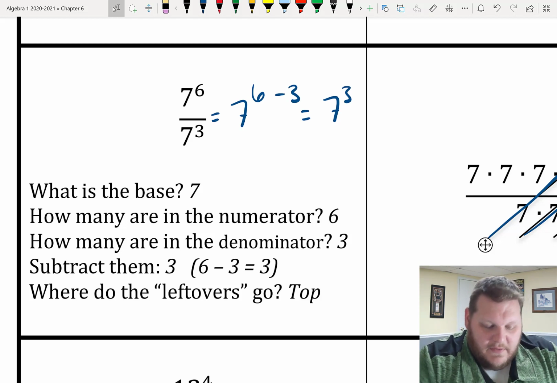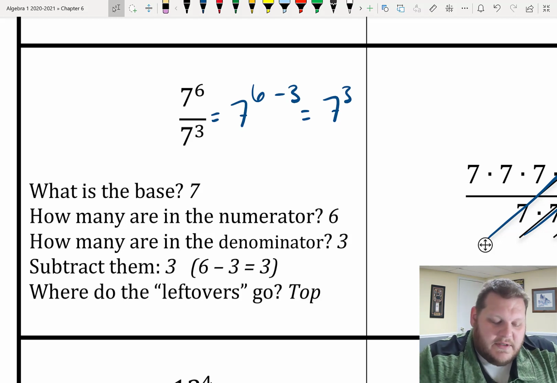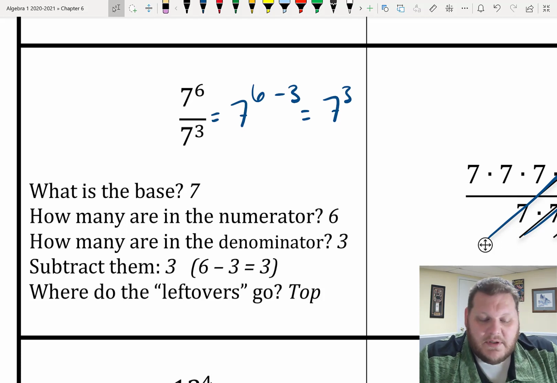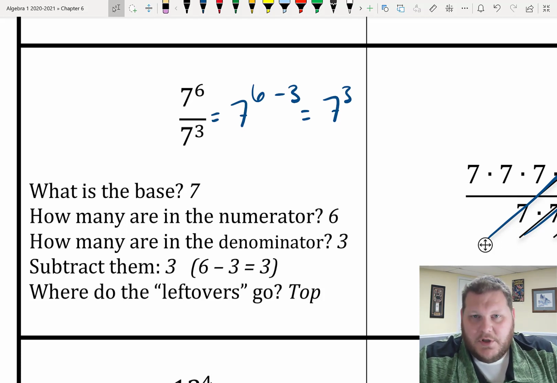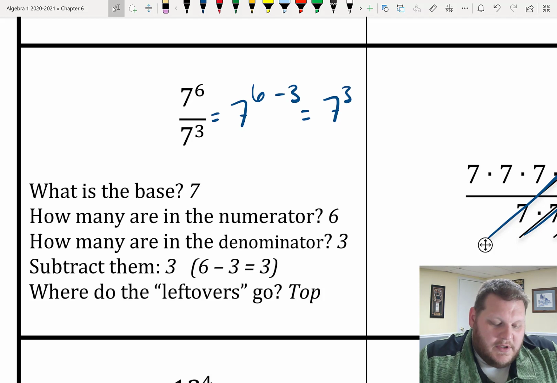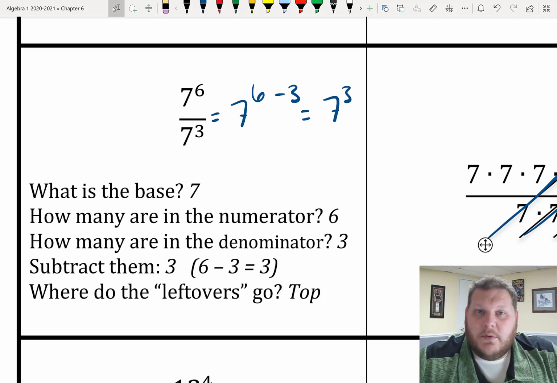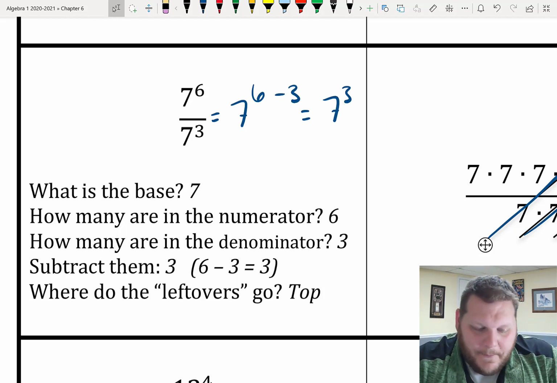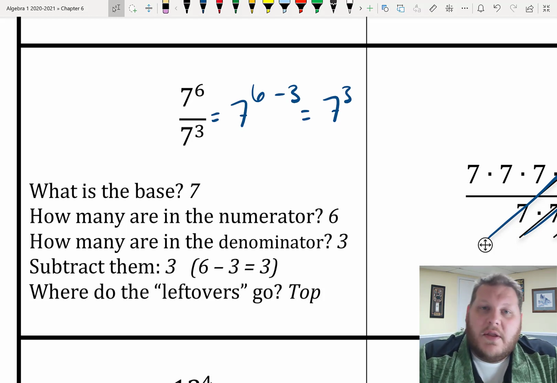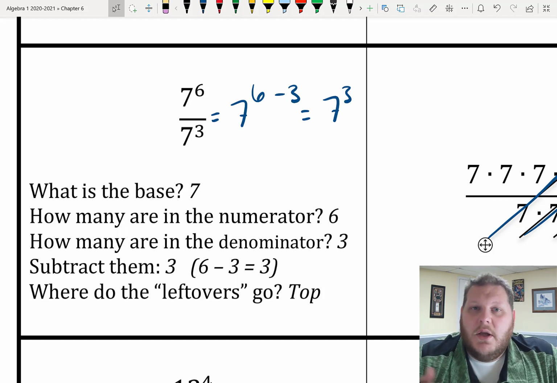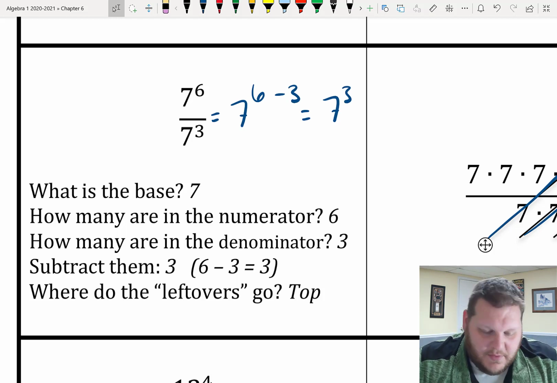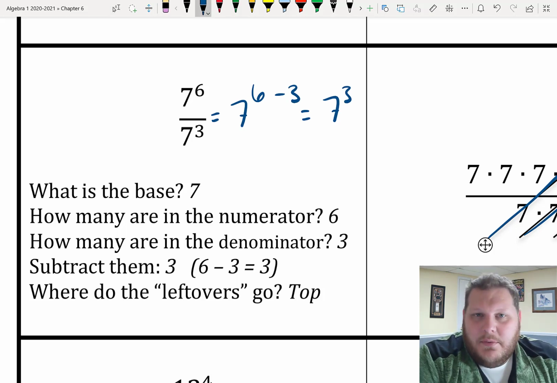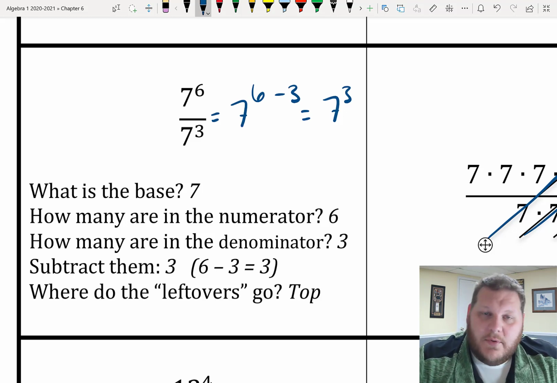So looking at the answers I've already filled in here, my base is 7. The exponent in the numerator, so how many 7s are there up top? That's the numerator. There's 6 of them. How many are in the denominator? Well, there's 3 7s, 7 to the 3rd power. So if we subtract them, 6 minus 3 equals 3. And in this case, the leftovers, which is that 3 after I subtract them, go up top, because there were originally more 7s up top than in the bottom. Since I started with most of my 7s up top, the leftovers go there, because I'm only subtracting 3 off of that group, and I still have those other 3 left over up top.